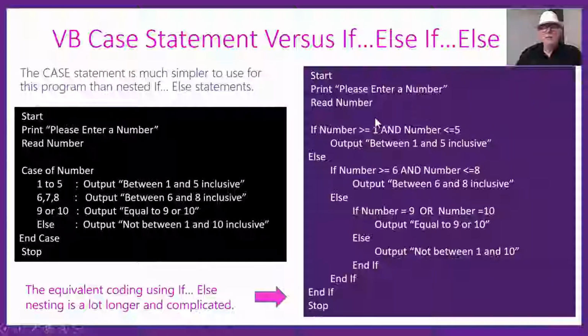So we'd have to say, if your number's greater than or equal to 1 and the number happens to be less than or equal to 5, well then it must be between 1 and 5 inclusive. Else, if the number is greater than or equal to 6 and less than or equal to 8, well then it's between 6 and 8. Then we have another else, so we have this sort of cascading else if statement. If it's 9 or 10, output 9 or 10, else output number between 1 and 10.